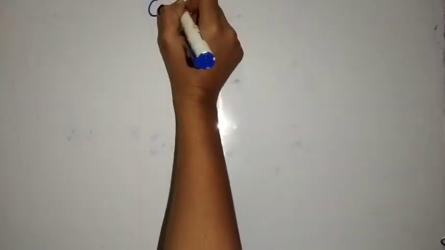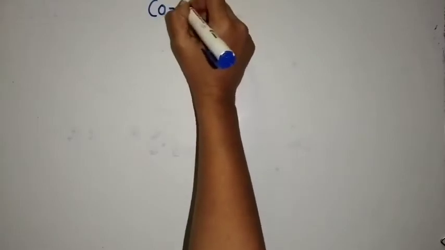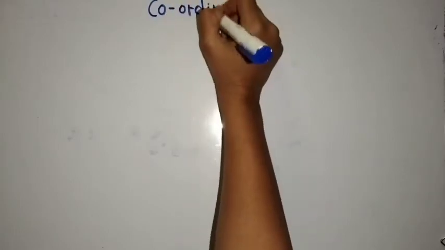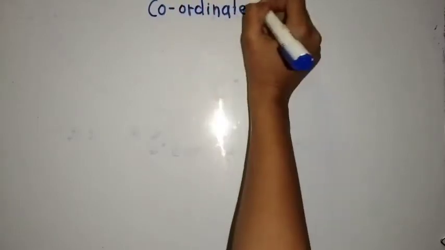In the previous chapter we studied the coordinate system. In this chapter we study other examples of the coordinate system.